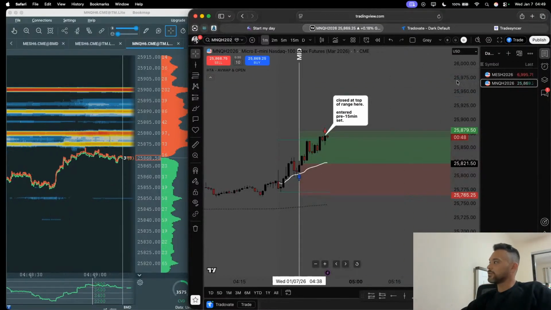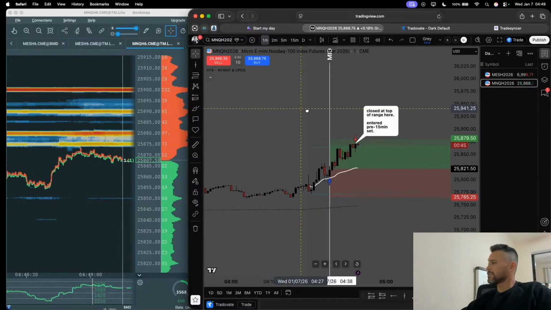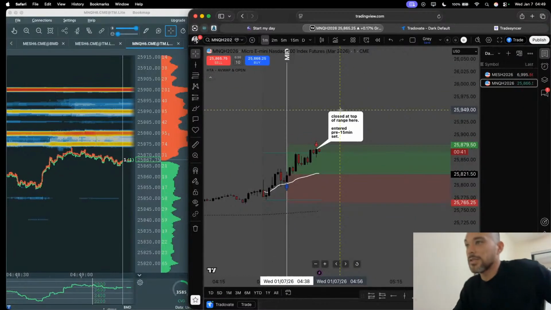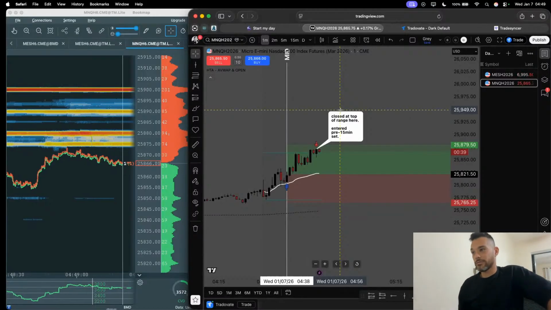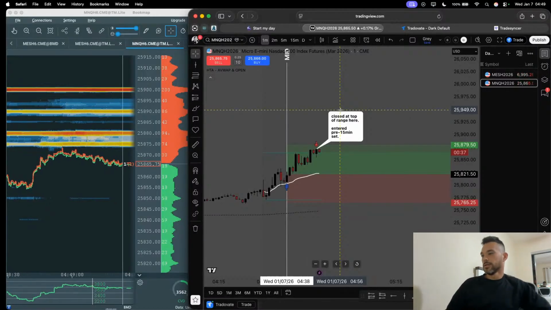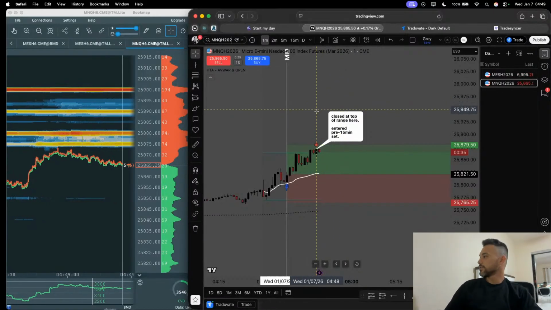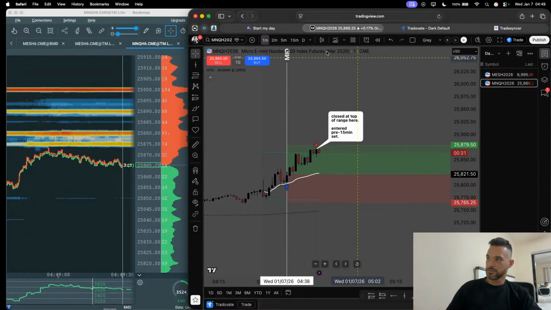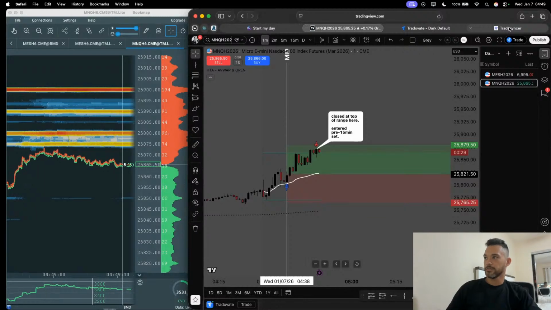And I could look for more opportunities. It's so early in the session, not even 5 minutes into the session after the range sets. I'm in and out. I could call it a day, but I want to look for some opportunities on the prop firm accounts.